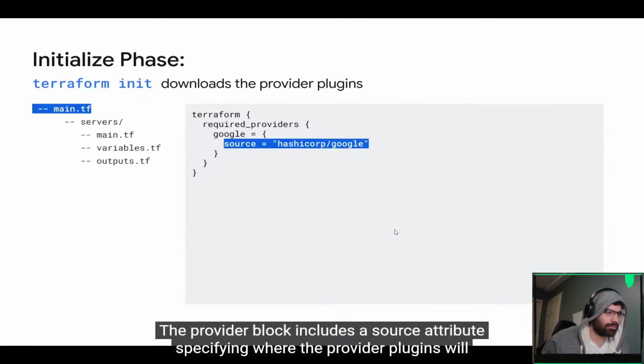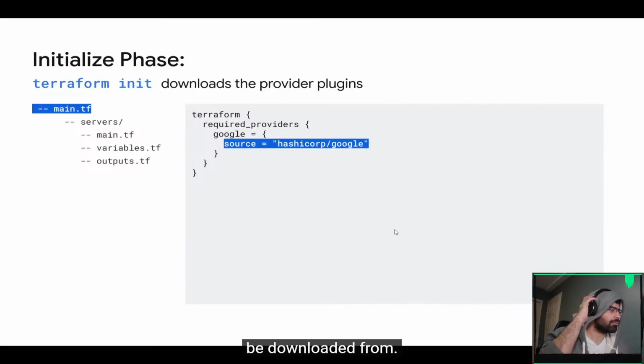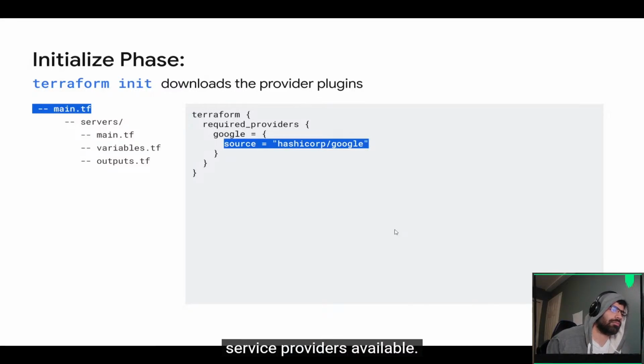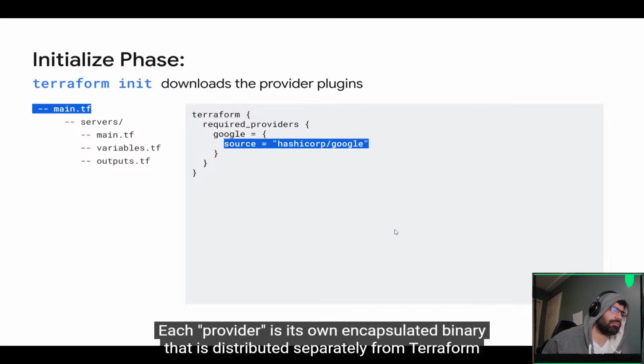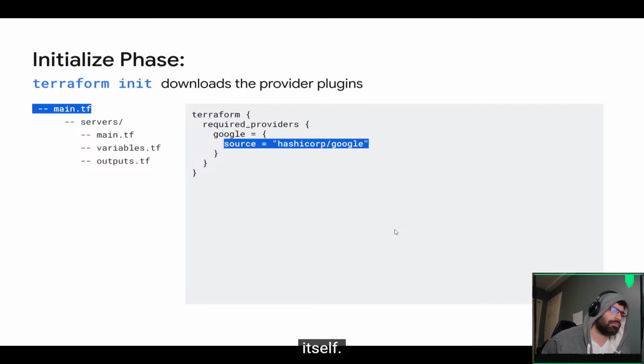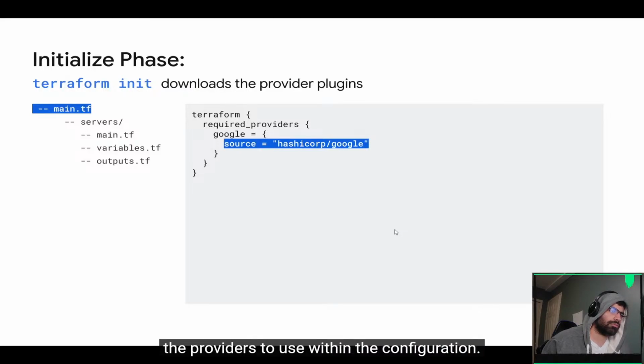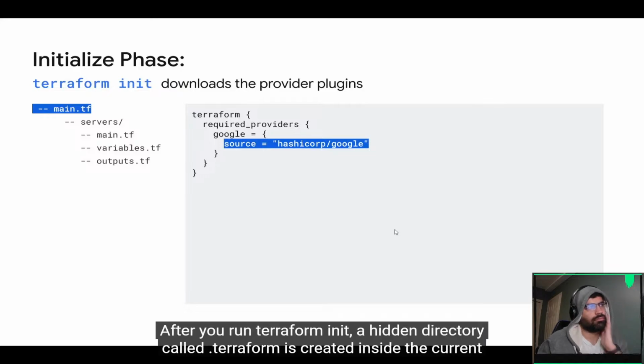The provider block includes a source attribute specifying where the provider plugins will be downloaded from. Terraform uses a plugin-based architecture to support the numerous infrastructure and service providers available. Each provider is its own encapsulated binary that is distributed separately from Terraform itself. The terraform init command will automatically download and install any provider binary for the providers to use within the configuration. In this case, the provider is Google.